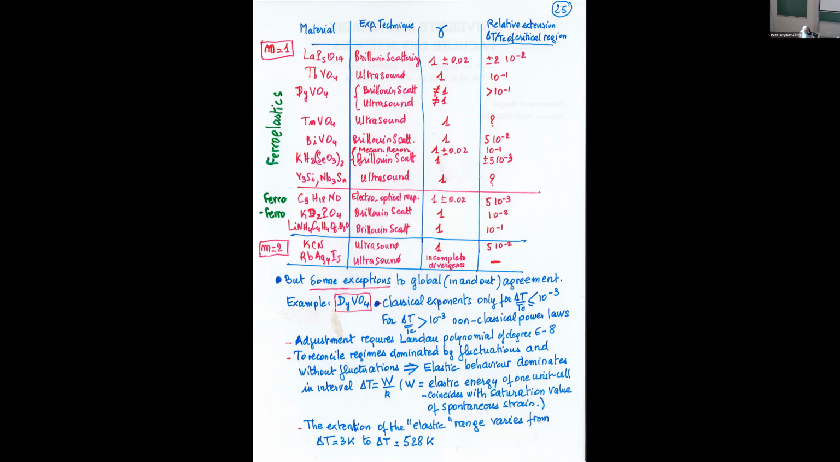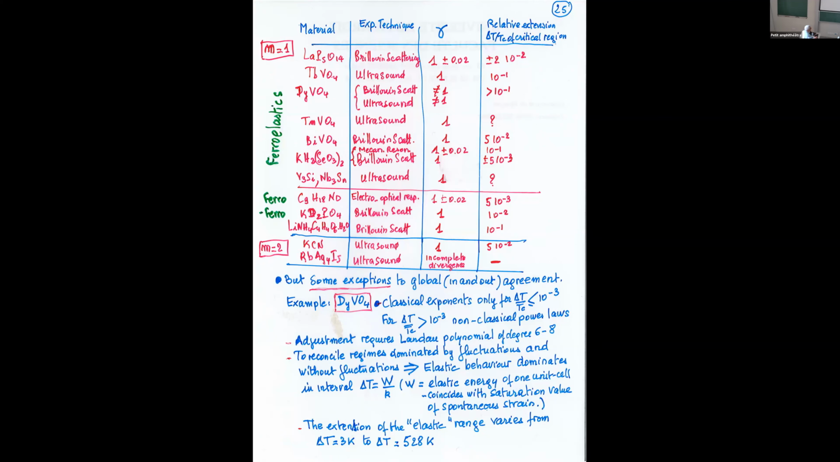Now I go to the other sequence of comments, because there are of course some exceptions to the global agreement, inside the critical region and outside. For example, DyVO4, which is here, fits with the classical exponent only below 10⁻³. So it's quite narrow, and as soon as you go beyond, you begin to have non-classical power laws.